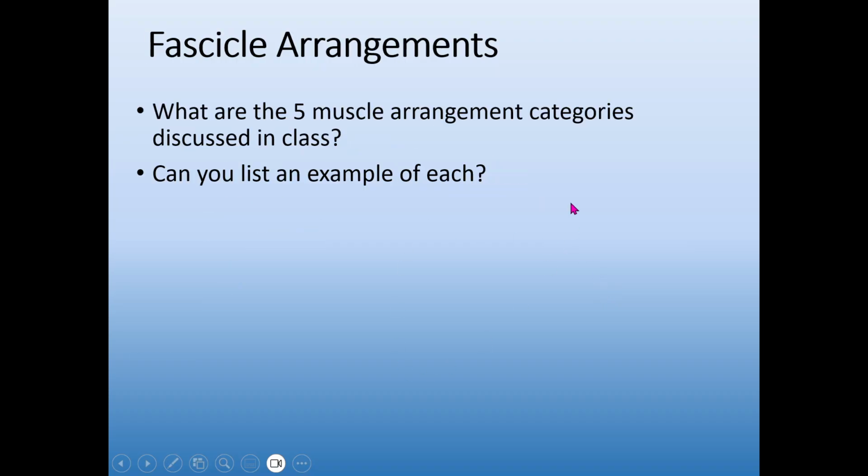What are the 5 muscle arrangement categories that we talked about in class? There were different shapes of muscles that attributed their type of contraction, how strong they could contract, how completely they could contract. Take a minute, see if you can talk to your neighbors, see if you can come up with any of them.